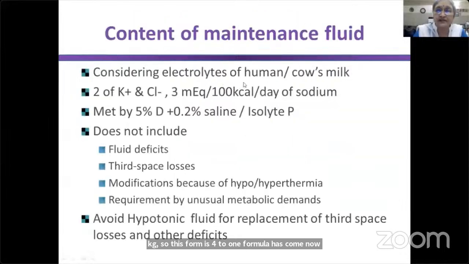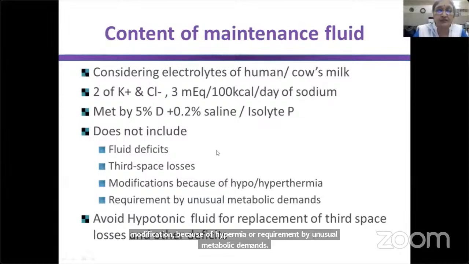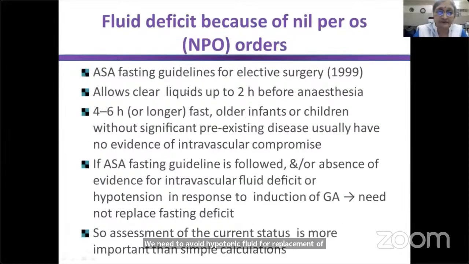Now, considering the electrolytes of human and cow's milk, 2 mEq of potassium and chloride and 3 mEq per 100 calories per day of sodium needs to be given. And this is met by 5% dextrose plus 0.2% saline or Isolyte P. But this does not include fluid deficit, third space losses, modification because of hyper or hypothermia, or requirement by unusual metabolic demands. We need to avoid hypotonic fluid for replacement of third space losses and other deficits.